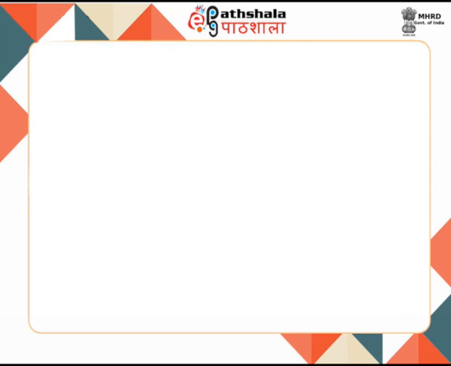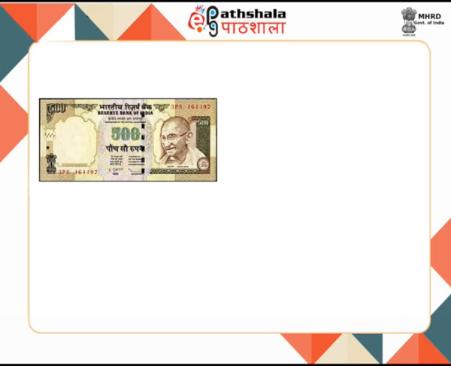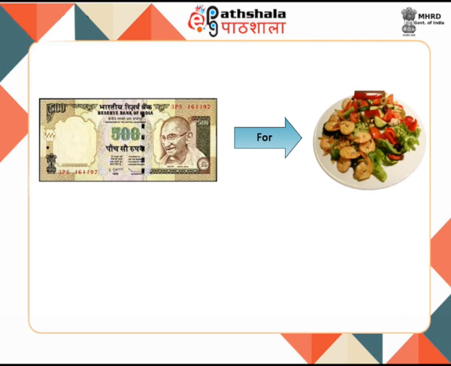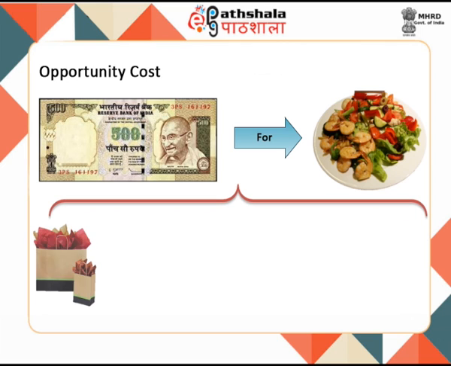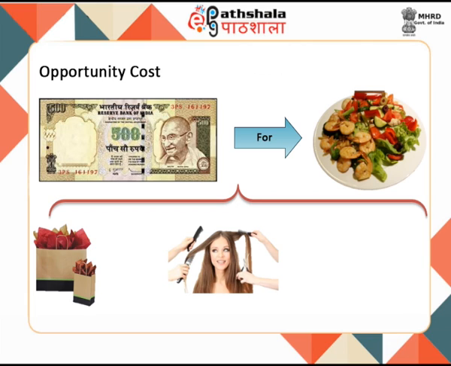action. Assume you have rupees 500 to be spent on dinner. The opportunity cost of the money in this case is all the possible things you could have purchased or availed with the same amount of money. You could have bought some clothing or accessories. You could have gone to a saloon to avail some service or pay the registration fee at some fitness center.